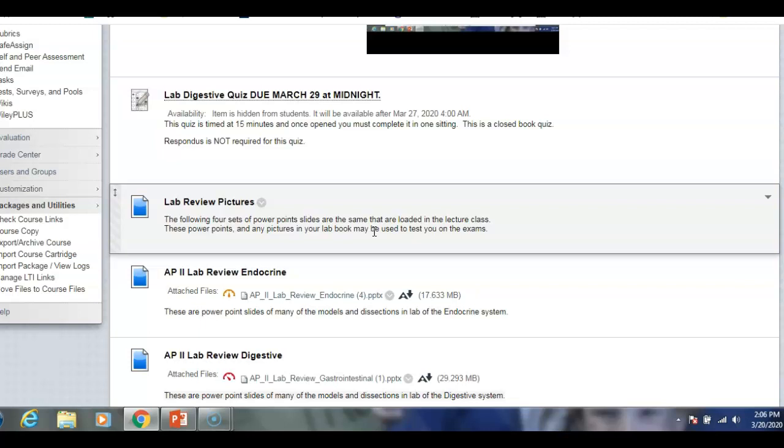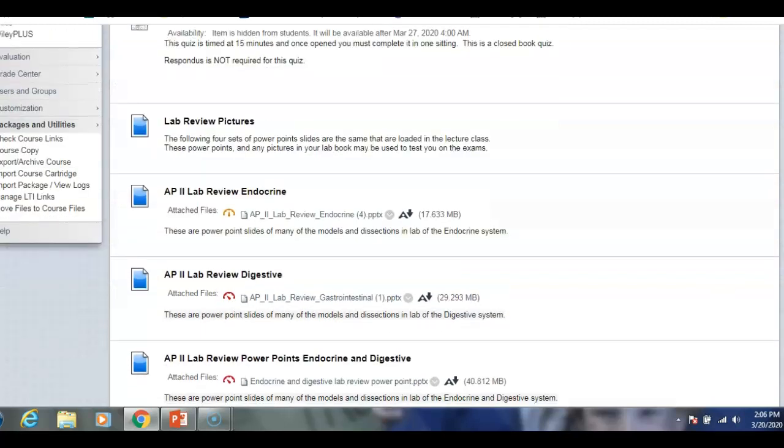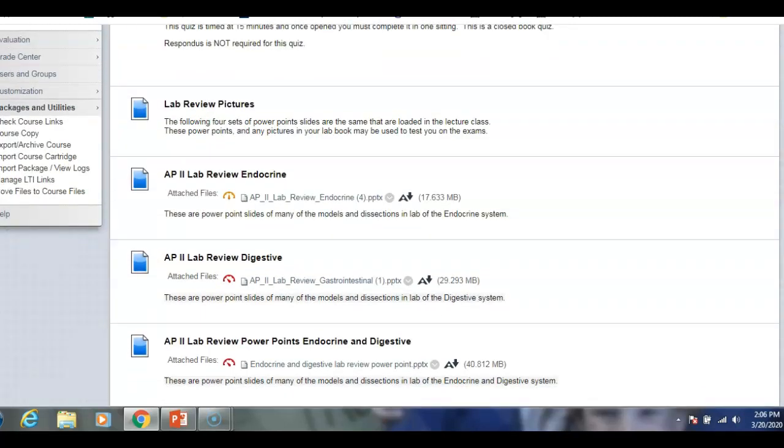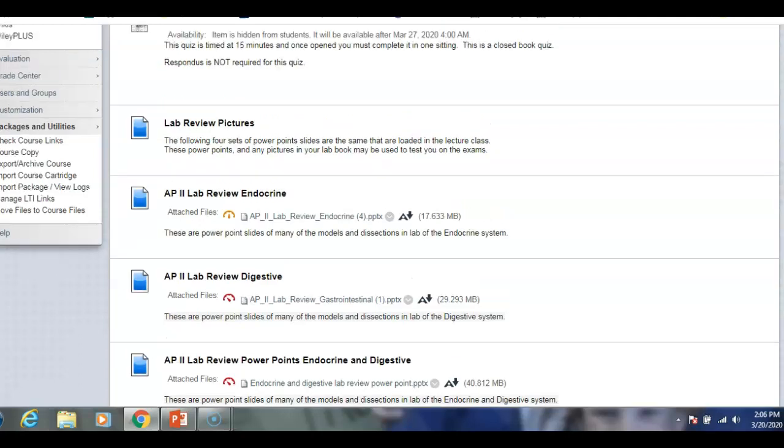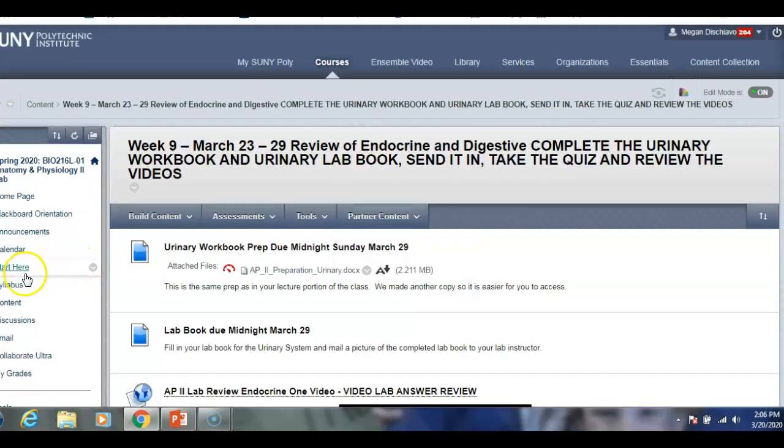So make sure you review before you do it. And that'll be due the 29th at midnight. And then the PowerPoints at the bottom, which I already went over. Those PowerPoints, like I said, come from the lab reviews that were in lecture. I just carried everything over to try to make it a little easier for you guys.